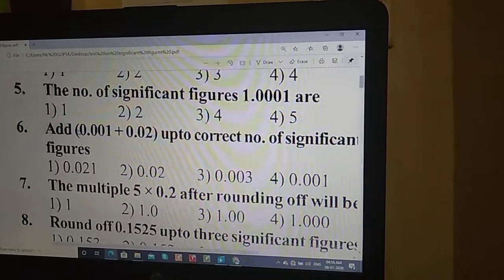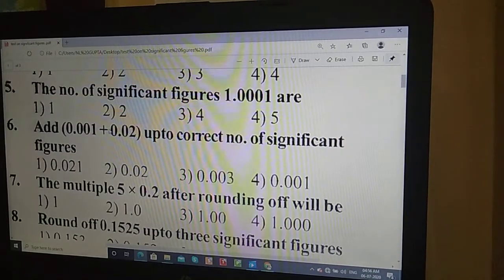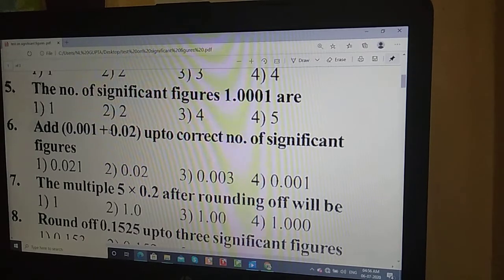Now let us move to question number 7. What is question number 7, student? You check it out. The multiple of 5 into 0.2 after rounding off will be, okay. So they are asking the multiple of 5 into 0.2 after rounding off. Let us see what the answer could be.